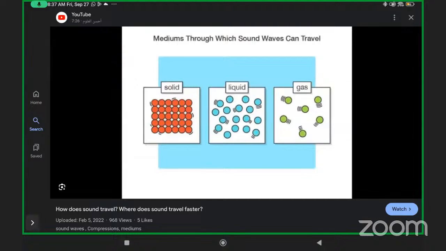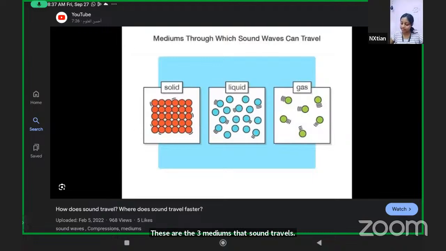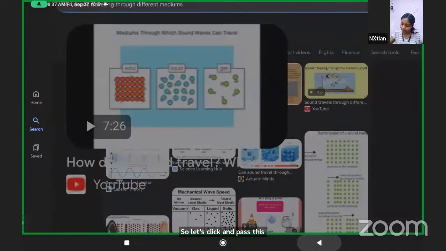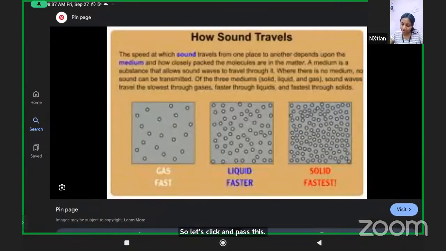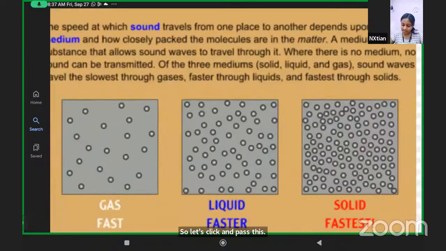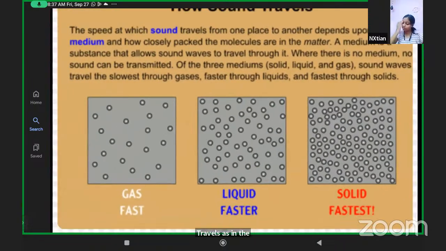These are the three mediums that sound travels in: solids, liquids, and gases. And sound travels fastest in solids, because there is more vibration. Yes, that is right.